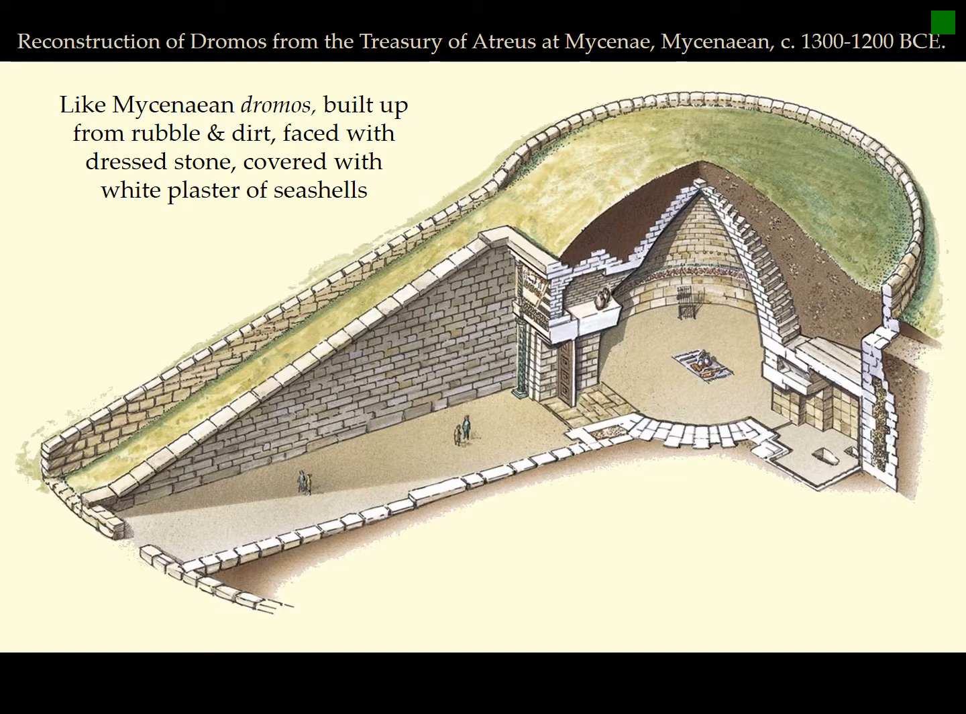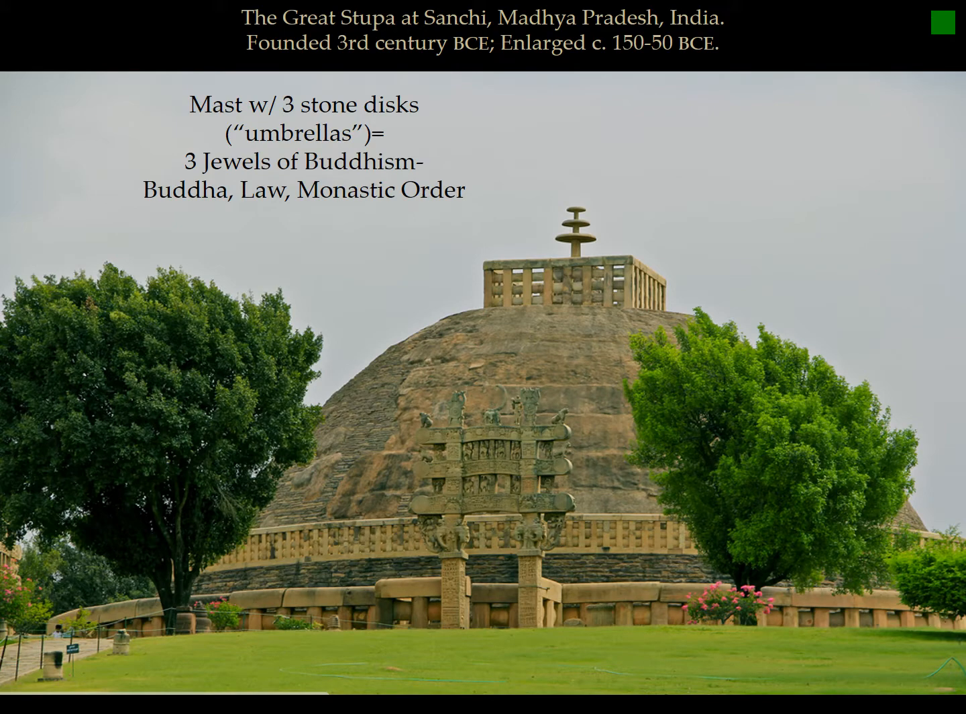The mast at the top has 3 stone discs known as umbrellas, and they relate to the 3 jewels of Buddhism: Buddha himself, law, and monastic order. The 3-partite or tripartite system of symbolism here would be familiar to those also in the West who had the same interest in 3s, like the Holy Trinity.